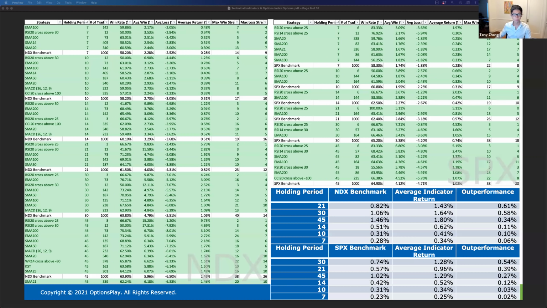The one thing I do want to point investors to is the fact that the max loss streak, the maximum number of consecutive losses in a row for the Nasdaq-100 and the S&P 500, they were fairly high for a lot of strategies, which means that you have to account for this in your trading. You have to account that if you're going to follow these types of strategies when you're trading index options, at some point you might come across 5, 6, 7, 8, 9 losing trades in a row.